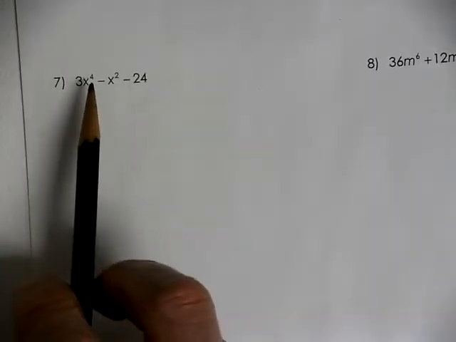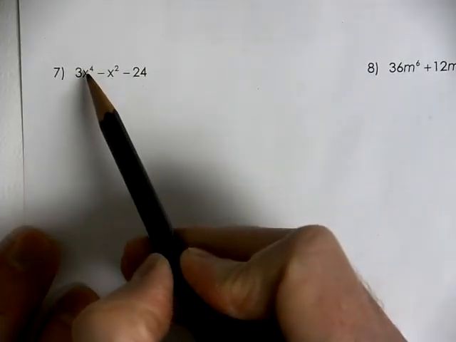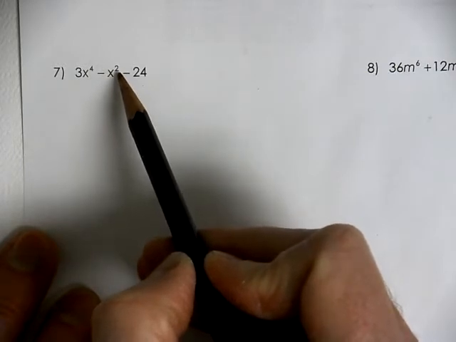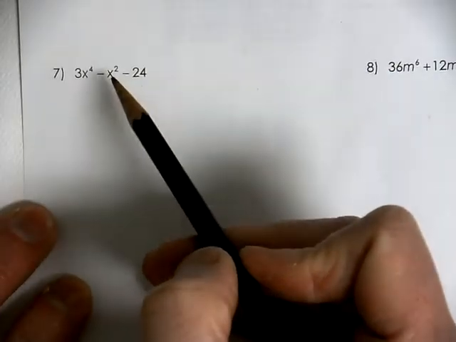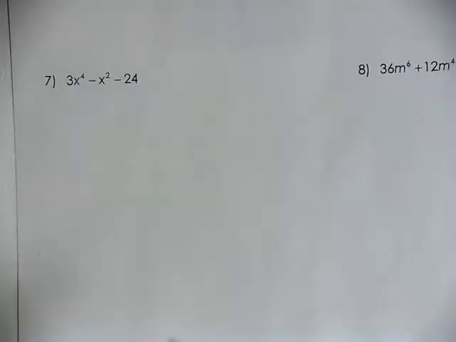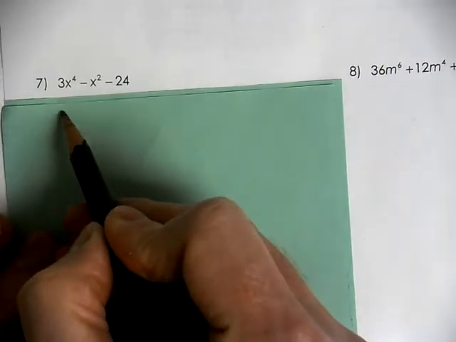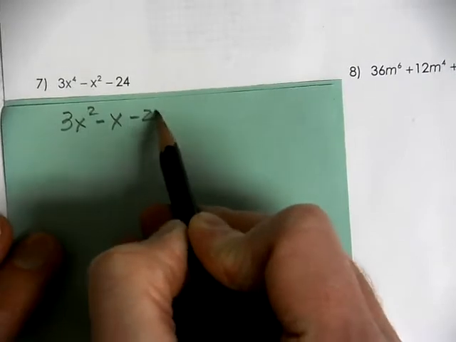All right, now we're looking at a polynomial to the 4th degree. We don't have any special rules for the 4th degree. But what we notice is that this 4th degree is followed up by a 2nd degree. So the 2 is half of the 4. So we can treat this just like it was a quadratic. We can treat this just like it was 3x squared minus x minus 24.